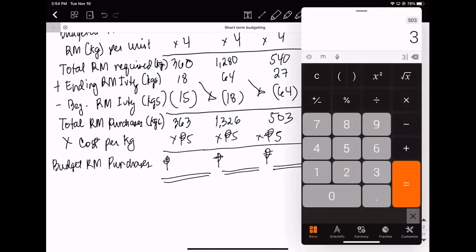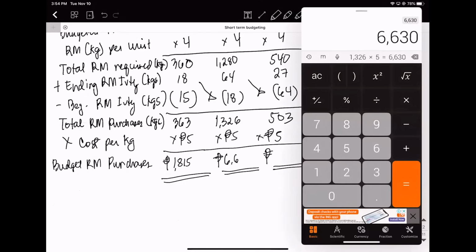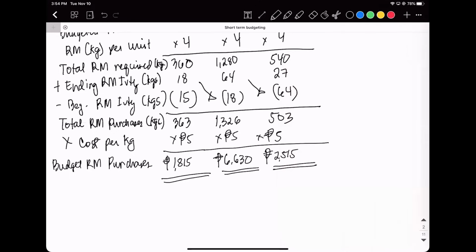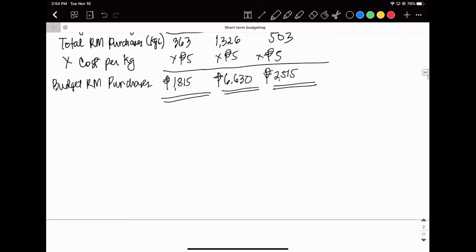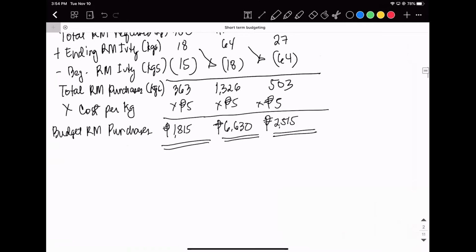So 363 times 5, 1815. 1326 times 5, 6630. And then lastly, 503 times 5, 2515. Ayan. Okay, so we're done with raw material purchases budget. So ano pa yung other components? What are the other components of manufacturing? Ano pa meron? RM, then direct labor.